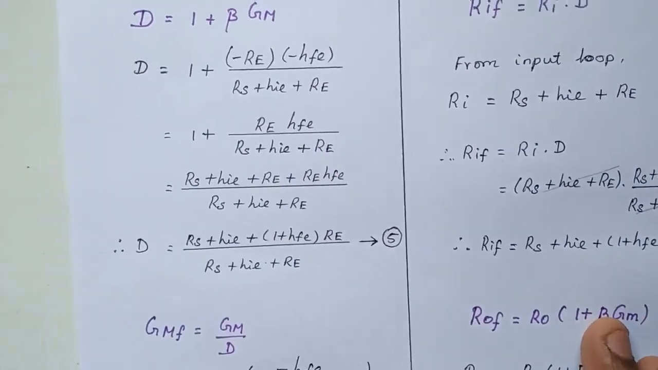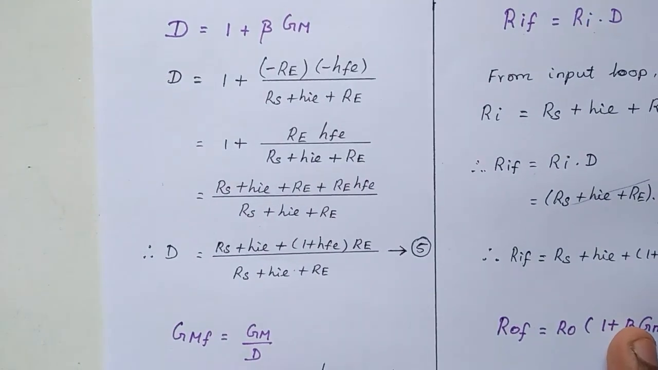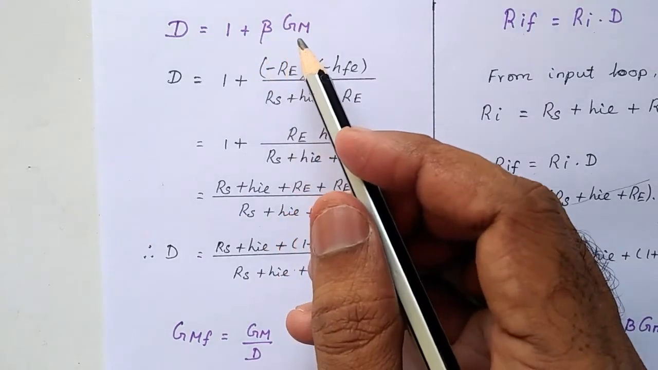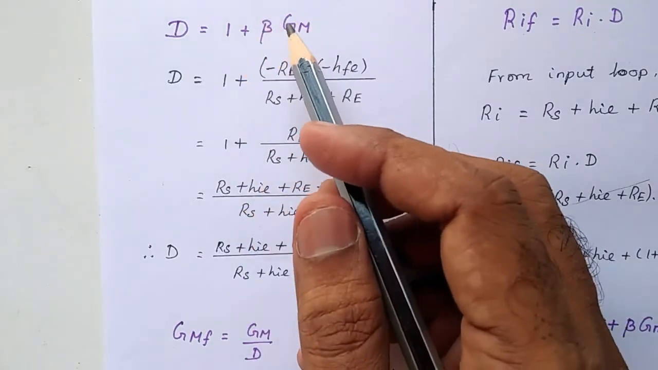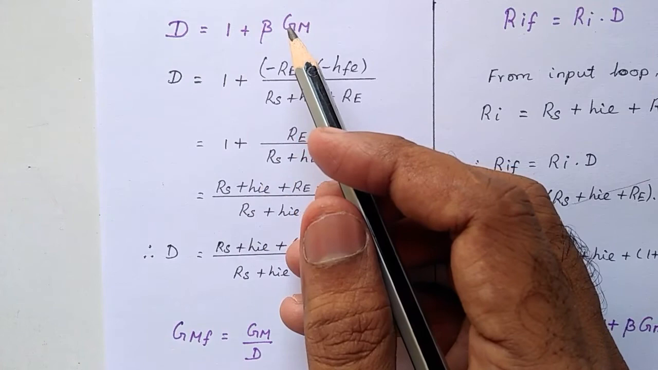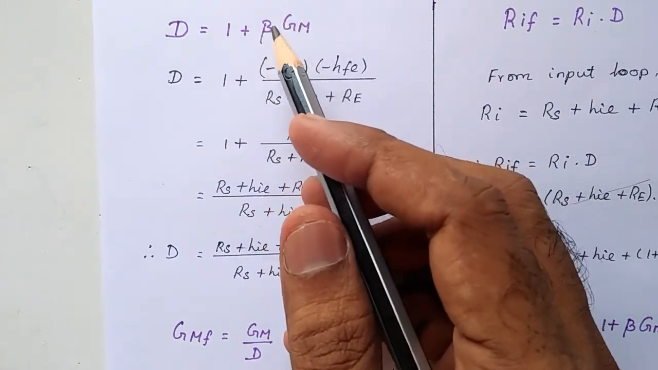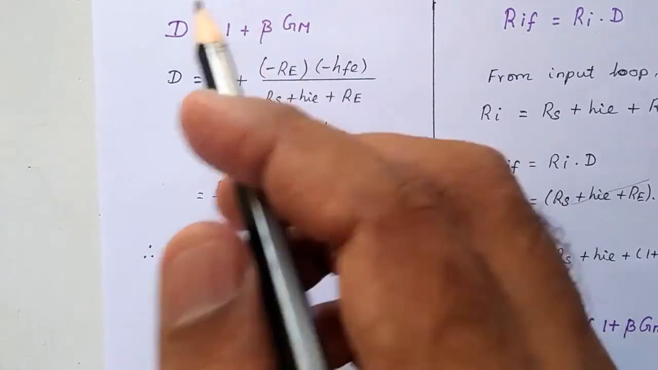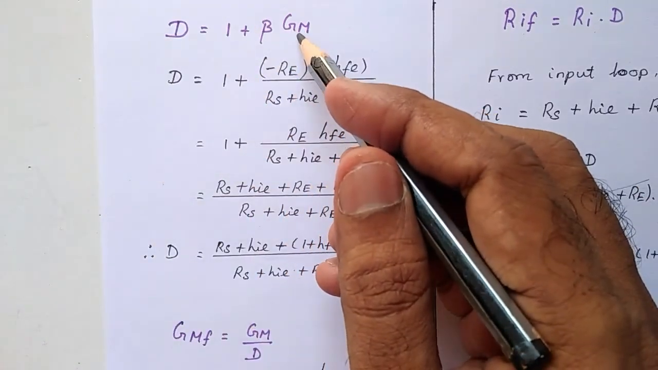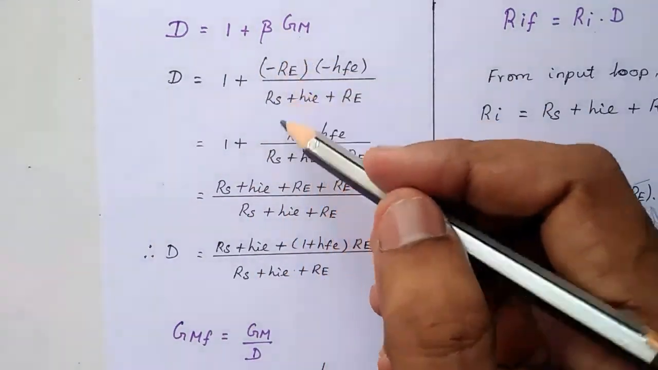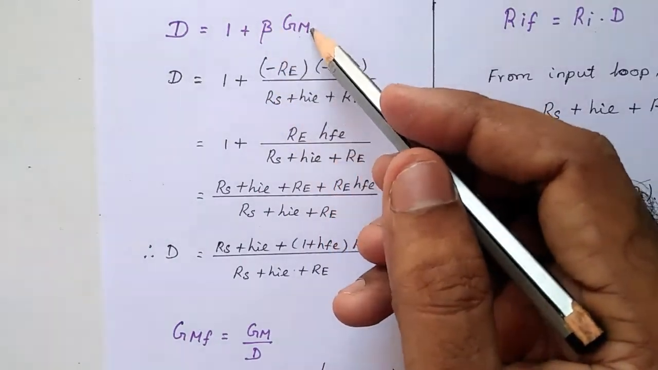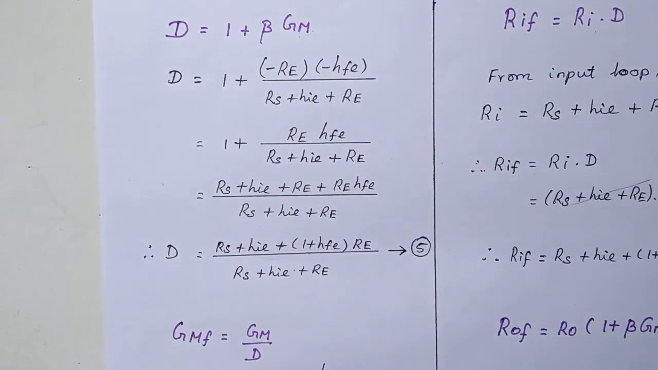Okay. First of all, we find D. What is D? D is nothing but 1 plus beta into GM. This expression is derived from the topic effect of feedback on input and output resistance for a particular feedback amplifier. From this we have obtained this expression. Okay, right. Now we substitute the beta and GM terms that we obtained in the previous equations.